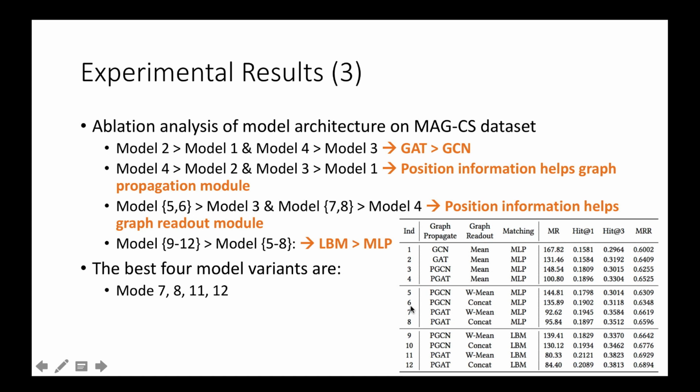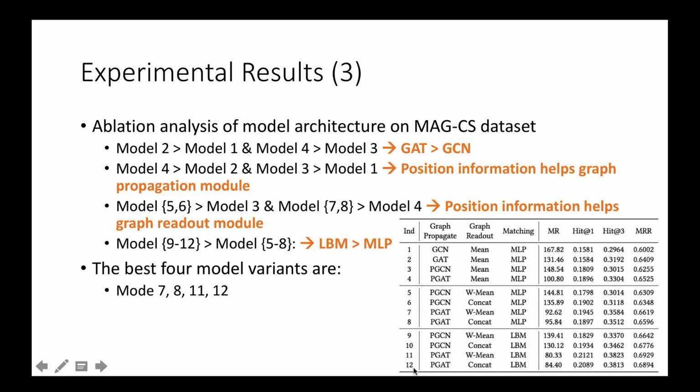Similarly, if you compare models 5 and 6 with model 3, and models 7 and 8 with model 4, you will see that the position information can help on the graph readout module. Finally, you can see the last four methods, 9 to 12, can outperform models 5 to 8. That shows the log bilinear model performs better than the MLP method.